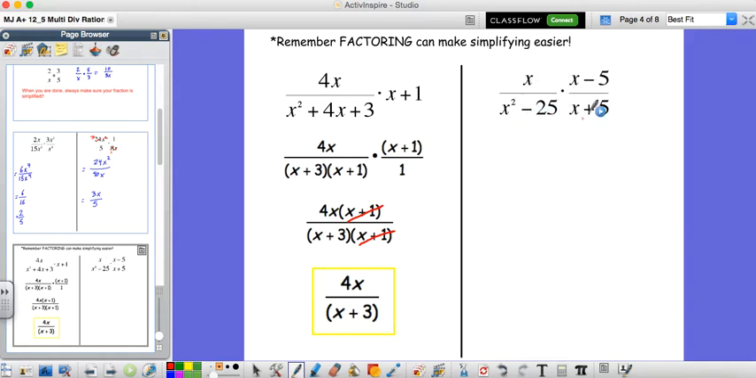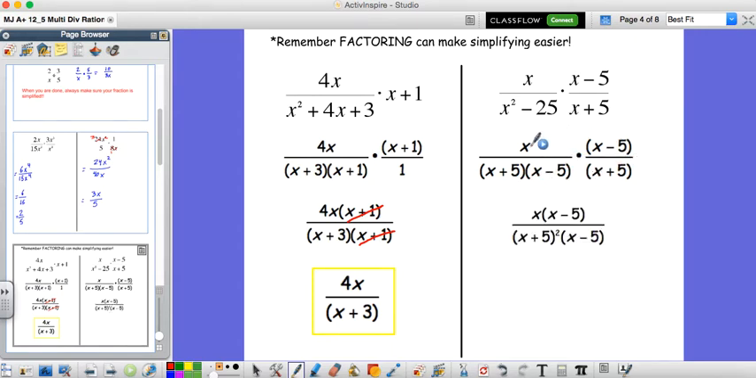Let's look at this example here. X divided by x squared minus 25 times x minus 5 divided by x plus 5. Let's factor the bottom. We have x squared minus 25. That's a difference of squares. So that's x plus 5 times x minus 5.